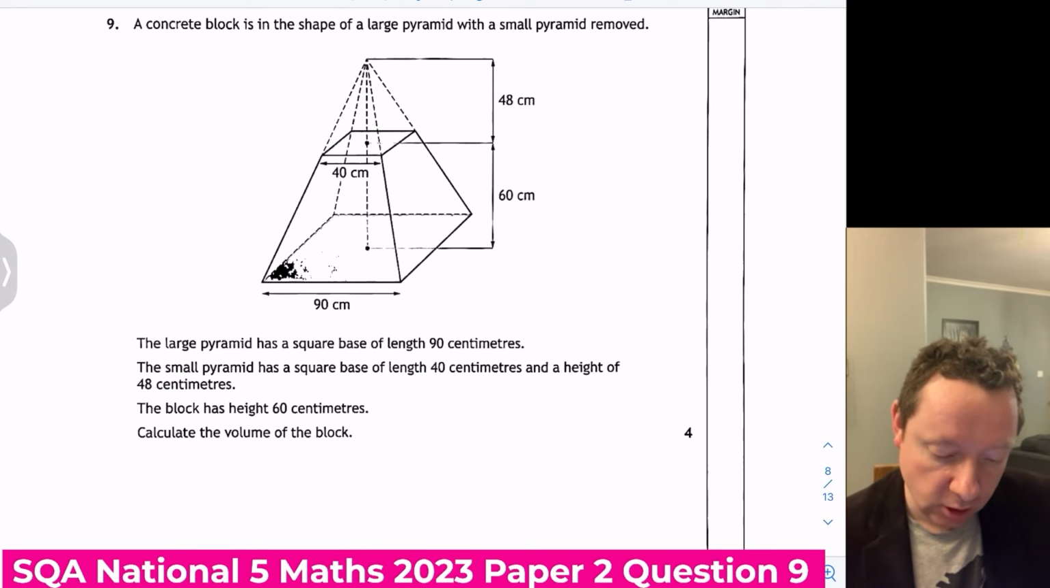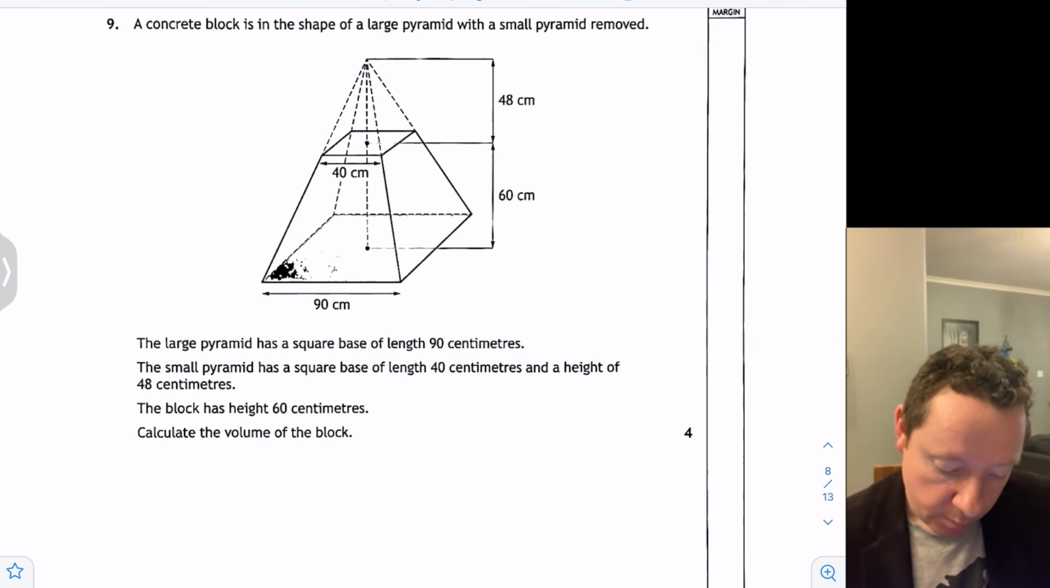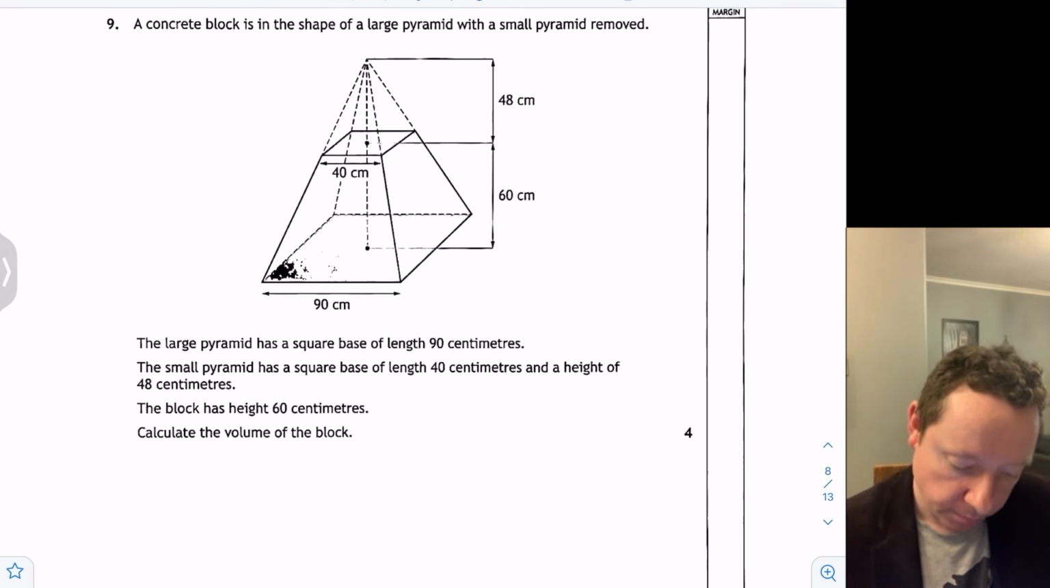SQA National 5 Maths 2023, paper 2, question 9. The concrete block is in the shape of a large pyramid with a small pyramid removed. The large pyramid has a square base of 90, as you can see. The small pyramid has a square base of length 40 and a height of 48. The whole block has a height of 60. Calculate the volume of the block.